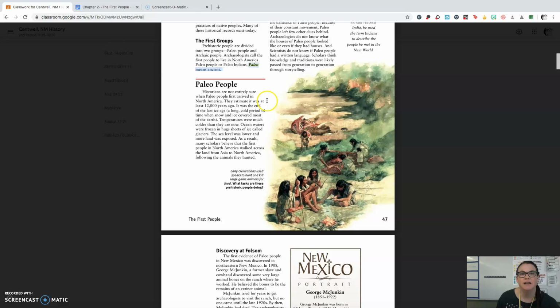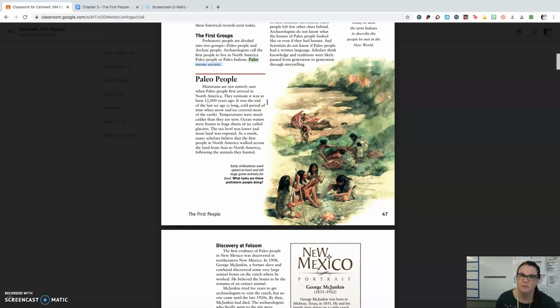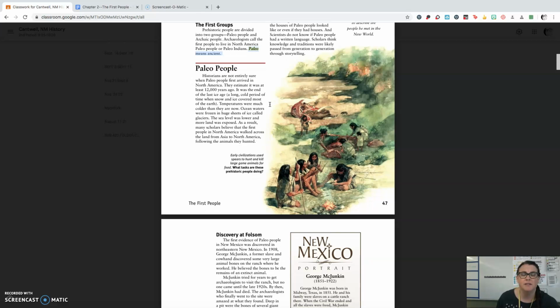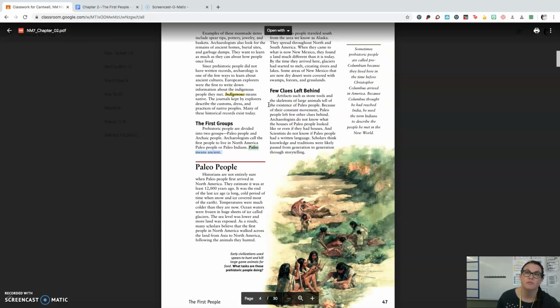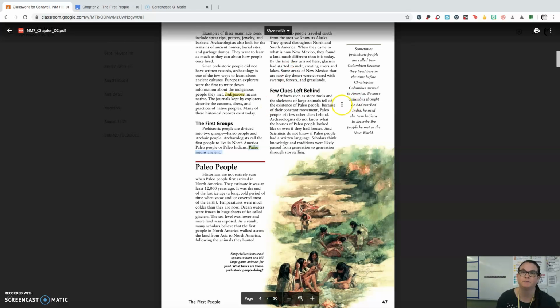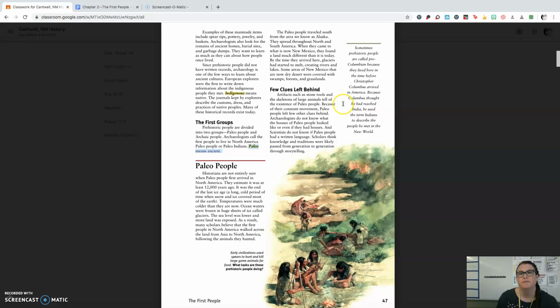Vocabulary. So, historians aren't sure when the Paleo people first arrived to North America, but they believe it was the end of the Ice Age. The temperatures were much colder than they are now. Ocean waters were frozen, the sea level was lower, and we watched the video of them coming from Asia, and the ice melted, so they were able to come down into North America.